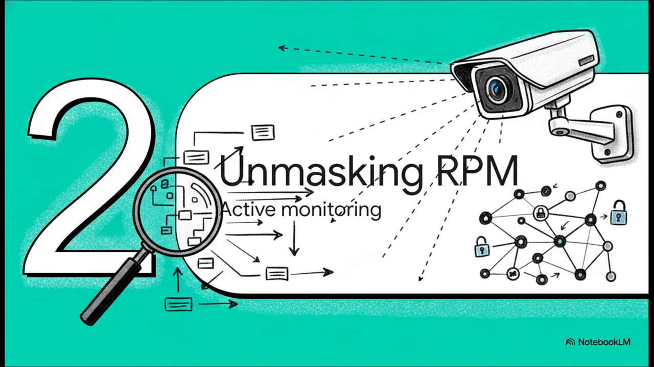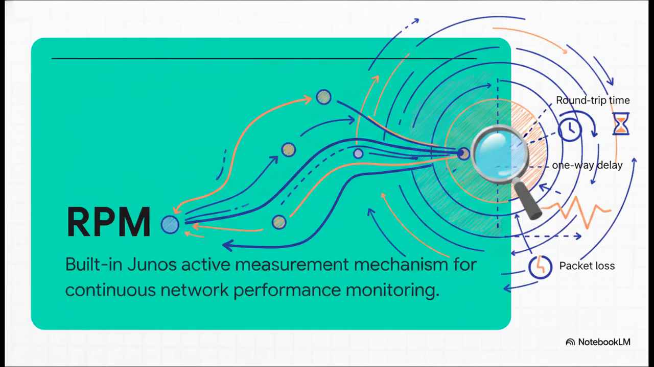Which leads us to Section 2. Unmasking RPM, active, continuous measurement. So what is RPM? It stands for Real-Time Performance Monitoring. And the key thing here is that it isn't just a passive observer sitting around waiting for a threshold alarm to go off. It's a built-in, active measurement mechanism right inside Junos. It's continuously sending out specialized probe packets to meticulously record round-trip time, one-way delay, jitter, and packet loss.